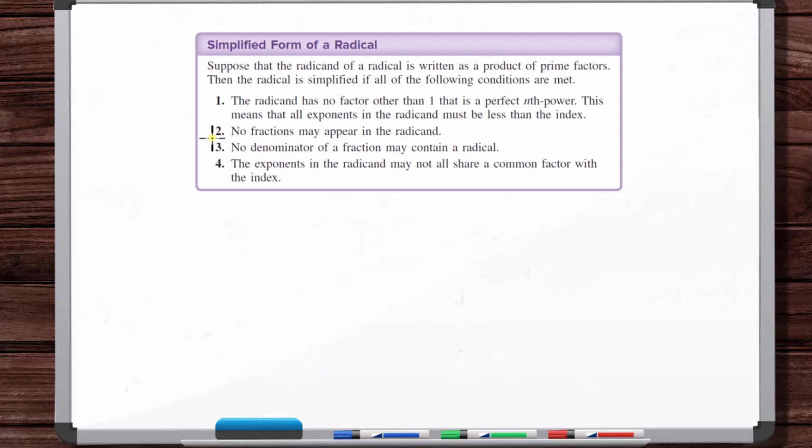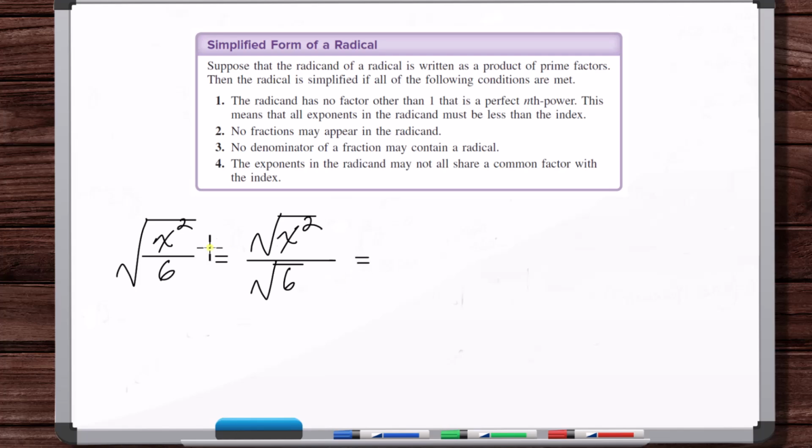Okay, so now what about points 2 and 3? These are related to fractions. So point 2 is just saying that it's not simplified if you have a fraction inside of the radicand. So here we have a fraction inside of the radicand, so it's not fully simplified. So we want to apply the quotient property so we can put the radical in the numerator and denominator.